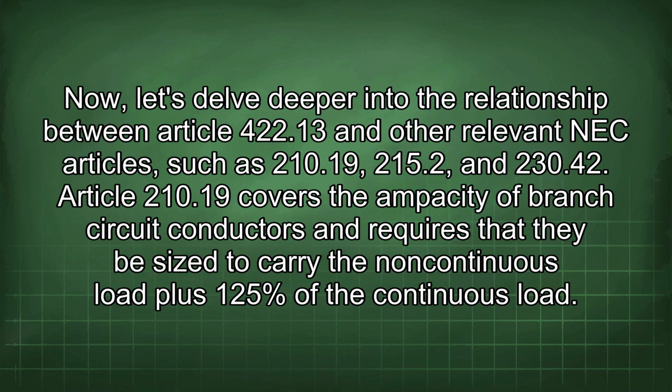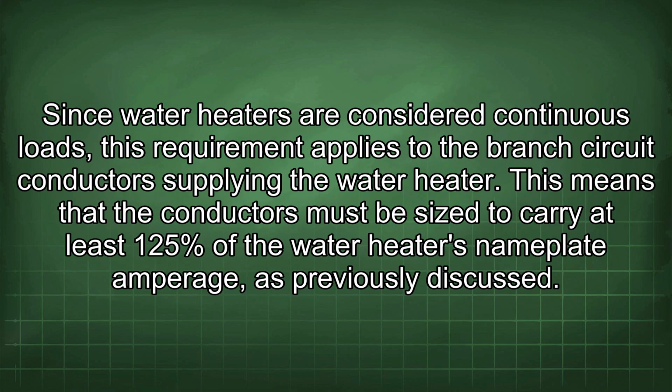Now, let's delve deeper into the relationship between Article 422.13 and other relevant NEC articles such as 210.19, 215.2, and 230.42. Article 210.19 covers the ampacity of branch circuit conductors and requires that they be sized to carry the non-continuous load plus 125% of the continuous load. Since water heaters are considered continuous loads, this requirement applies to the branch circuit conductors supplying the water heater.